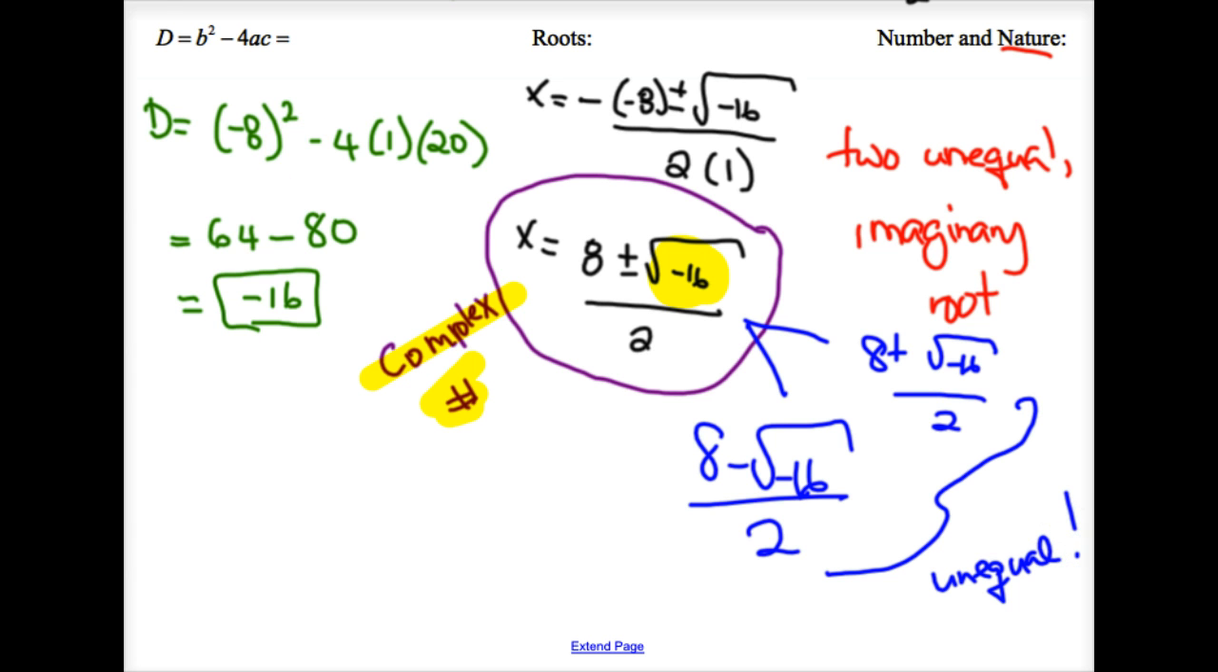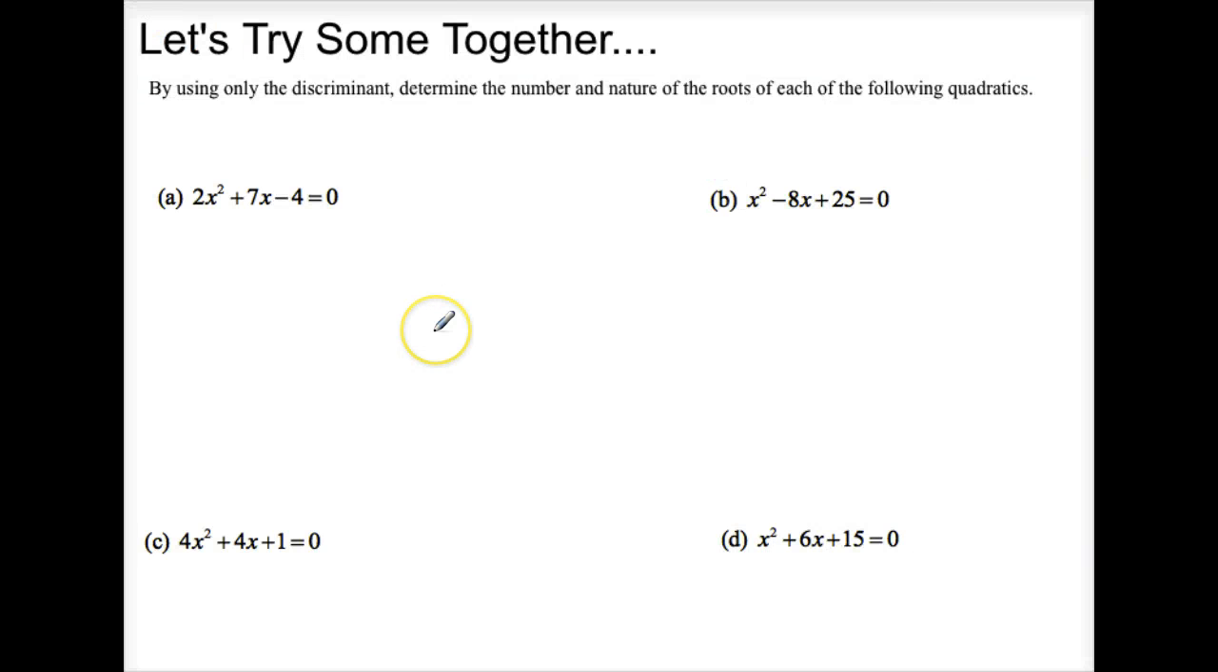So what I want us to do is try some together to see how this works and how it comes on your Regents exam. Let's try some. By only using the discriminant, determine the nature and number of the roots of the following.